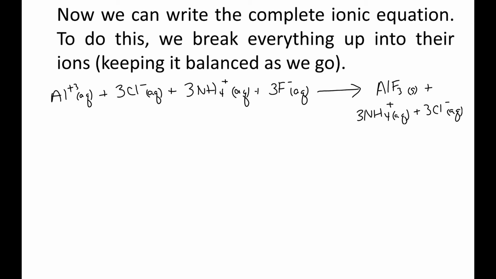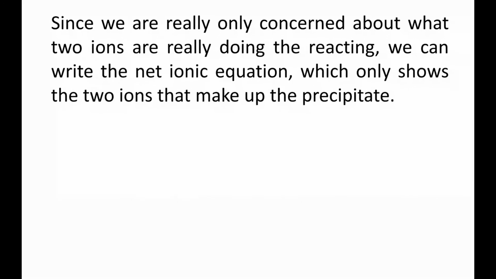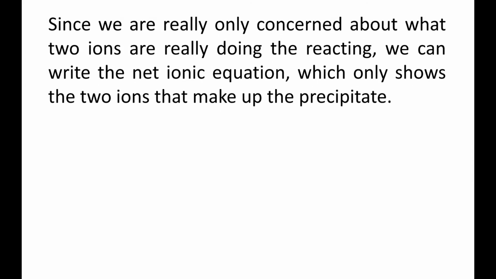It's got everything broken up. Now, since we're really only concerned about what 2 ions are really doing the reacting, we can write what's called a net ionic equation. Kind of think about it as your pay, okay? You have your gross pay, so it's all the amount of money you made with your hourly wage, and then they take out all the taxes and everything. And then you have your net pay. Your net pay is what actually goes into your bank account.